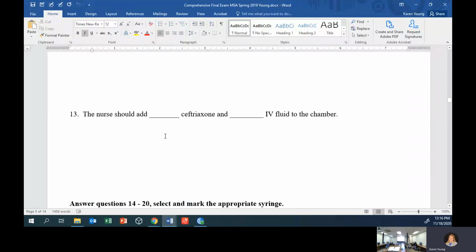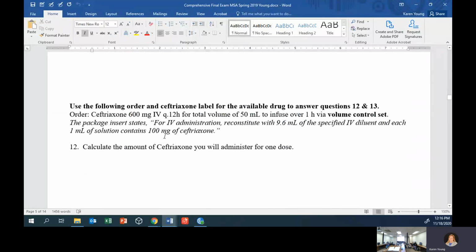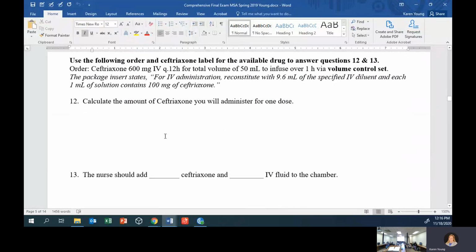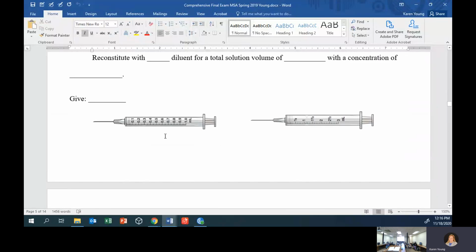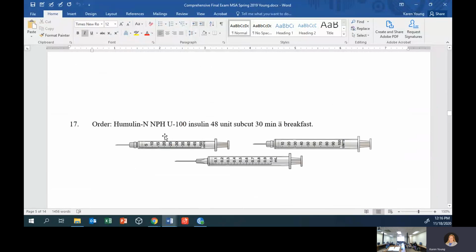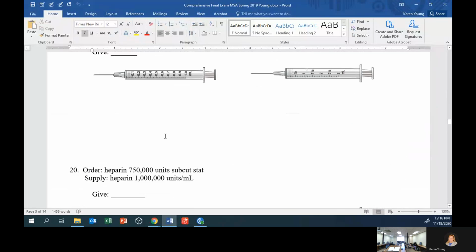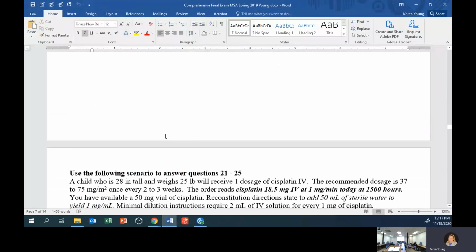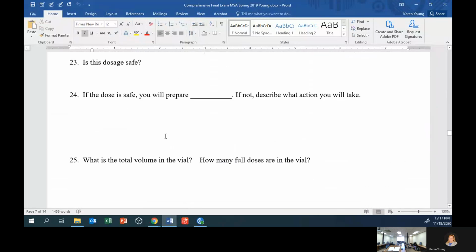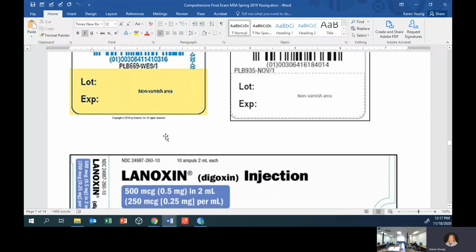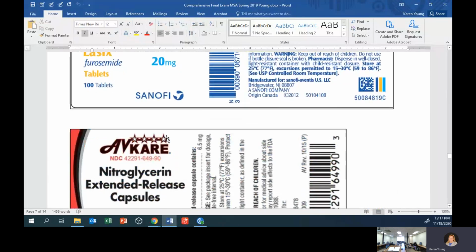And then the rest of these, I think I'm going to take off. Well, I can leave it up here, because this is going to be similar to what's on the test. Well, no, I don't think these will be. I don't remember. But this is good practice for you. Oh, here's the medication labels. I attached them.